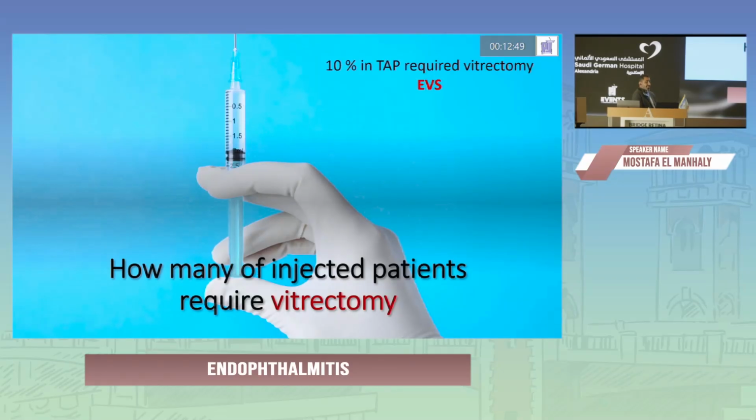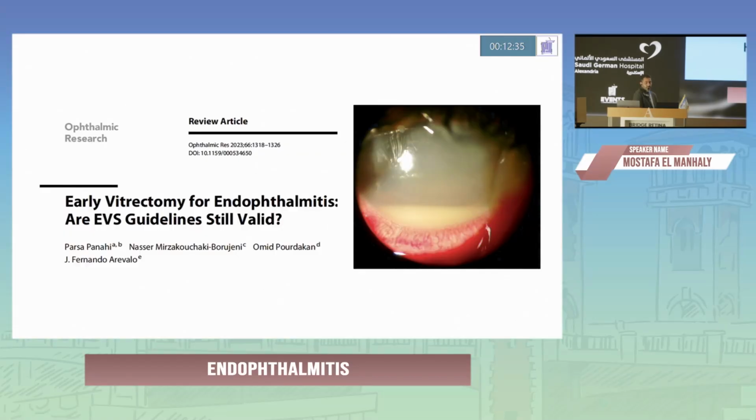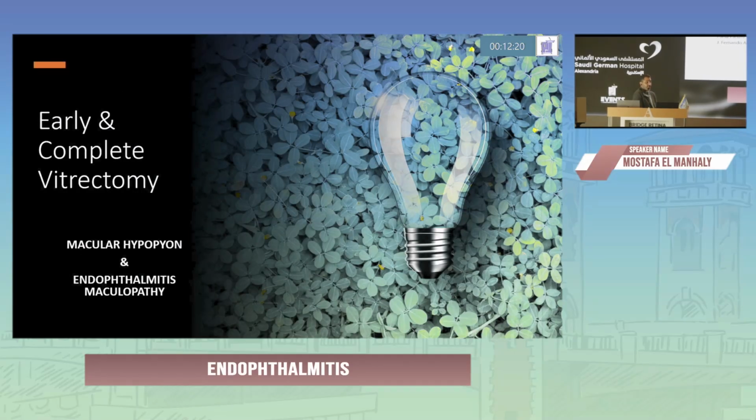This is exactly our 10% in the endophthalmitis vitrectomy study and 50% in the TAP group, because in this other study, the complete early vitrectomy study, they are aiming for a clear media. So 50% of those who received the injection received a vitrectomy later on. So this is the other side of our talk, and this is how Dr. Mohsen and Dr. Khalid will be happy. Is it still a valid guideline, the endophthalmitis vitrectomy study?